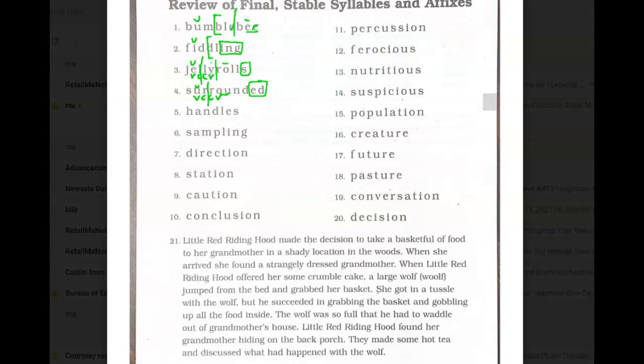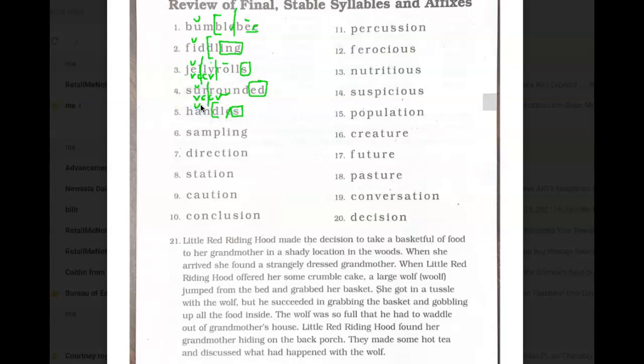Okay, next we have handles. Okay, so let's look. We have a final stable syllable, DLE. We have S suffix because it means more than one. We do not hear the E, and it is a short A sound.